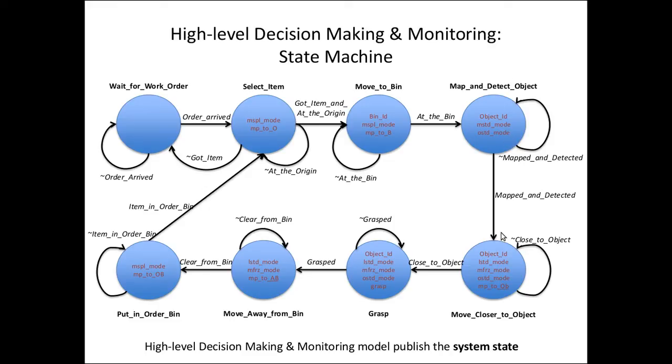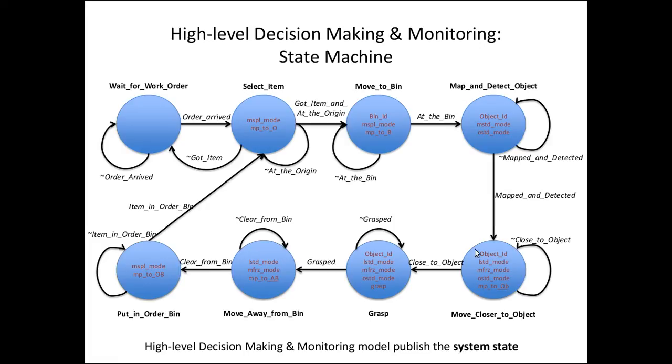So when the bin is properly mapped and the object has been detected, the state machine moves to this next stage, which is move closer to the object. At this point, the high-level decision-making monitoring module already knows where the object is, and then it can move close to the object. So this information will tell the robot to move closer to the object, in addition to other things that I will talk about later.